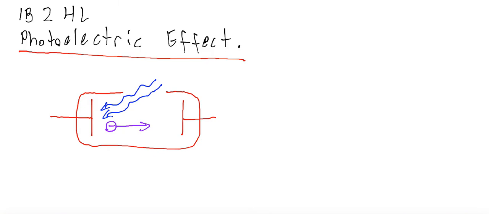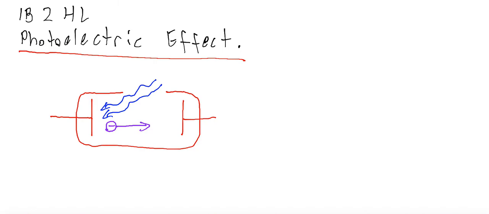towards the other plate. Okay, so what is the photoelectric effect? Photoelectric effect is the emission of electrons by a metal surface when this metal surface is illuminated by light. Okay, this is the shortest description of the photoelectric effect.